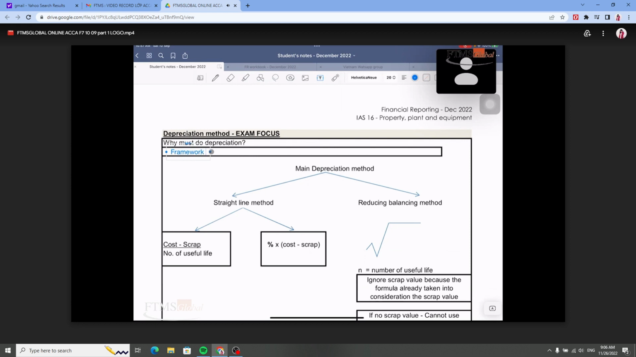So which part of the framework? There are many parts of the framework. We have concepts, and which concept? The accrual concept says so. The accrual concept says we must do depreciation. So something like this will appear in your Section A. They will ask which accounting concept states that depreciation needs to be done. Then choose the accrual concept. Section A, very easy marks. Accrual concept.